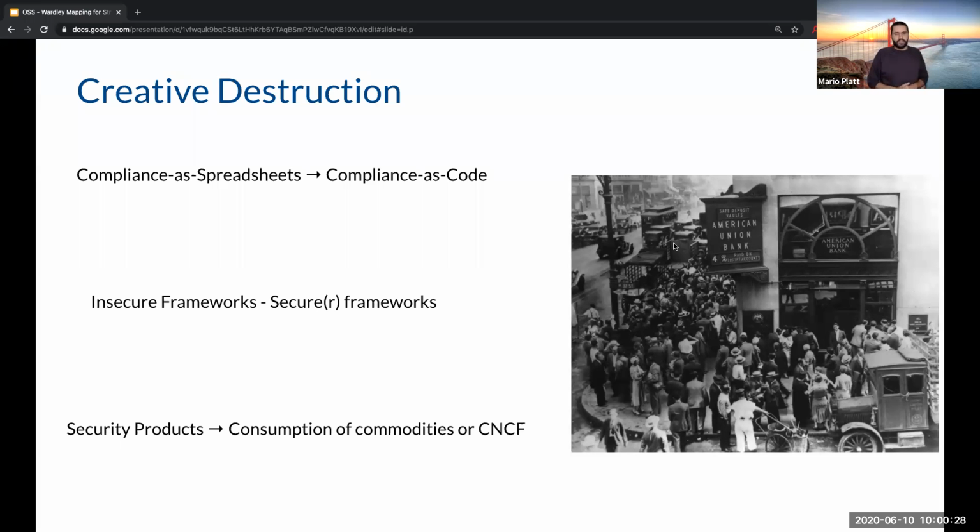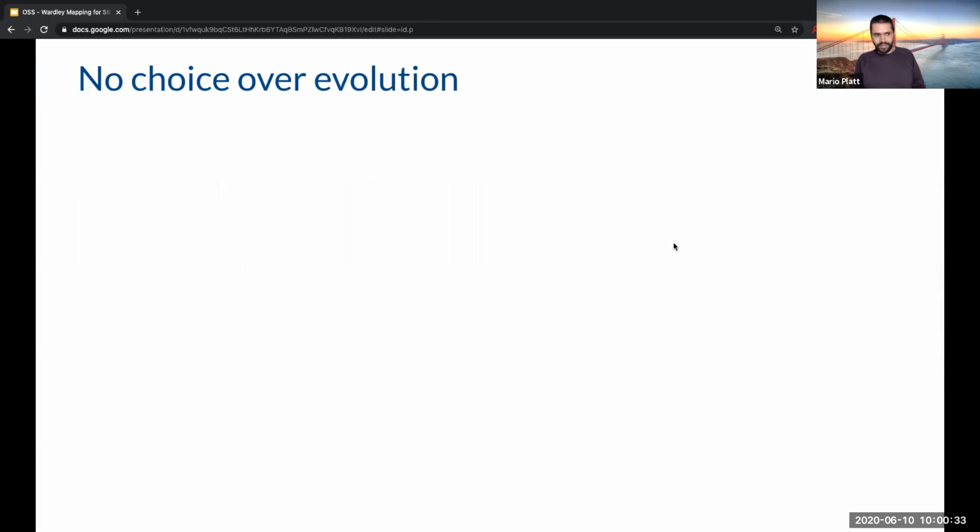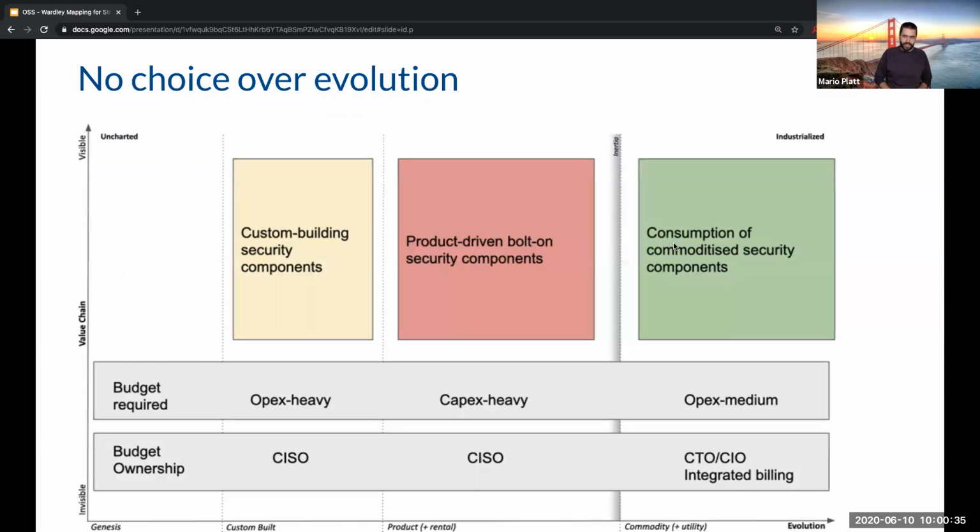Right. And this part in particular has an even bigger impact. In the talk that I'm giving next week on Wardley mapping, on applying concepts, I'm going to talk about the management problem, and this is also part of what I call the management problem in security for the next decade. This also relates to not having a choice over evolution.